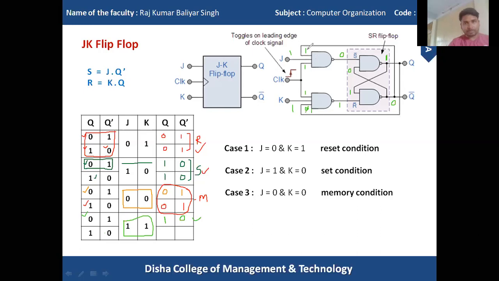Okay, this 1 with 0. Let me change the pen color so that you can easily identify that. So now this 1 is replaced with 0 and 0 is replaced with 1. Now this becomes 1 0 1.